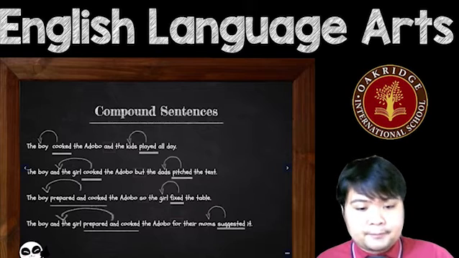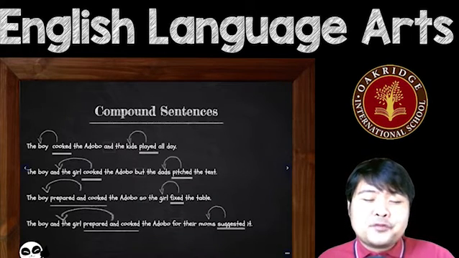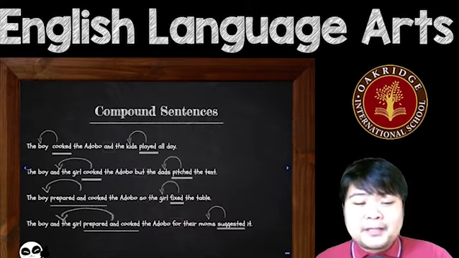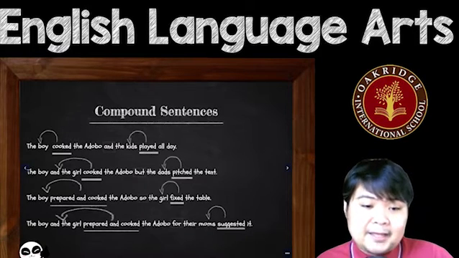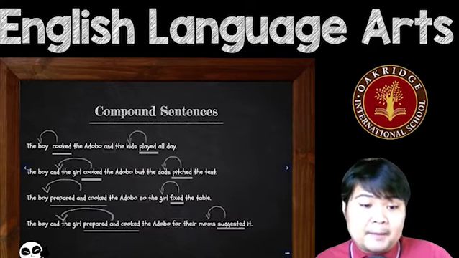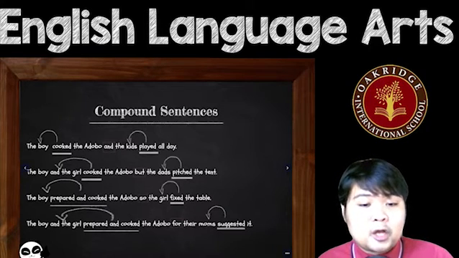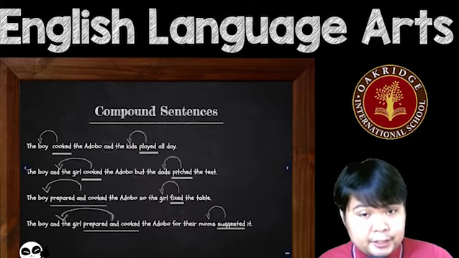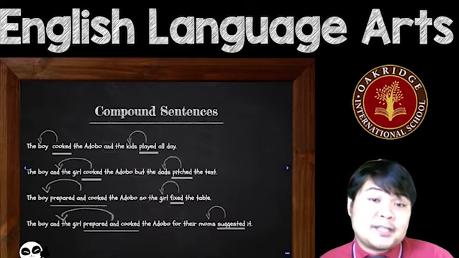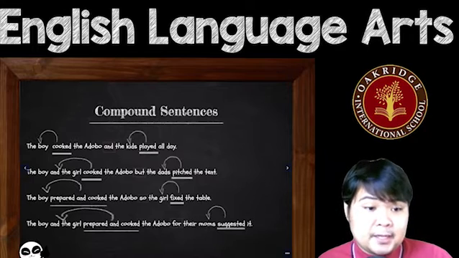And the last one, right? You have two different predicates again. Prepared and cooked, and suggested. Prepared and cooked is paired up with the boy and the girl, and suggested is paired up with moms. And they are both combined by the word for.